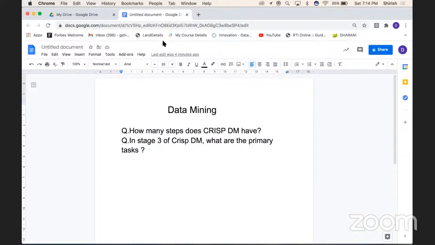Okay, now when we are talking about the stages, right? Our fourth stage is model building. The fourth stage is model building. So when you talk about data mining, right? What is the scope of data mining, friends? What is the scope of data mining?